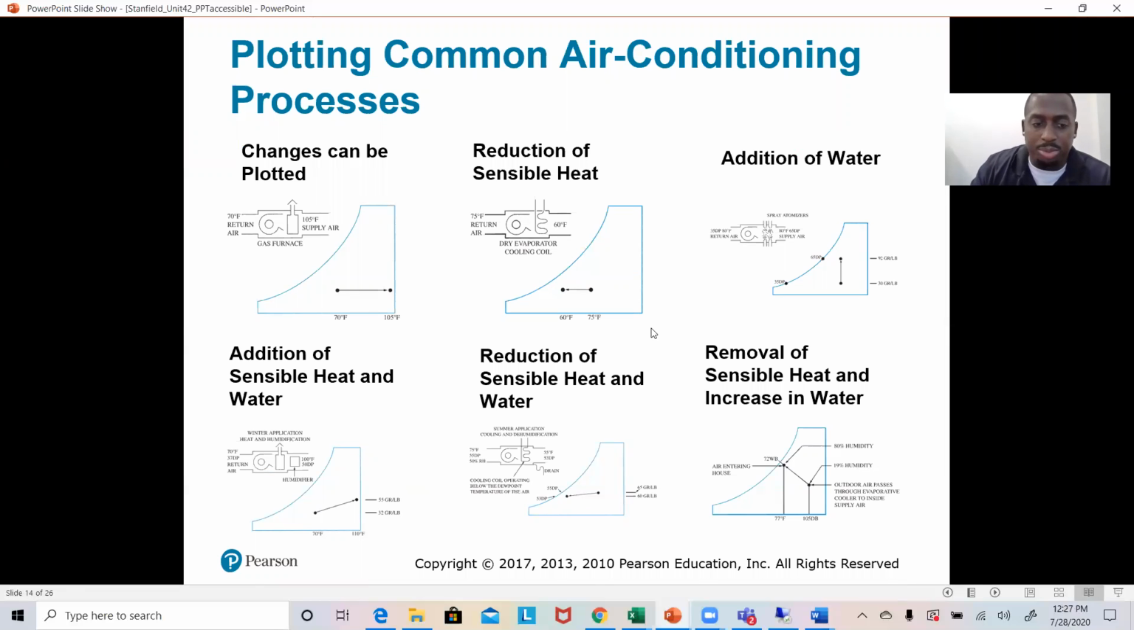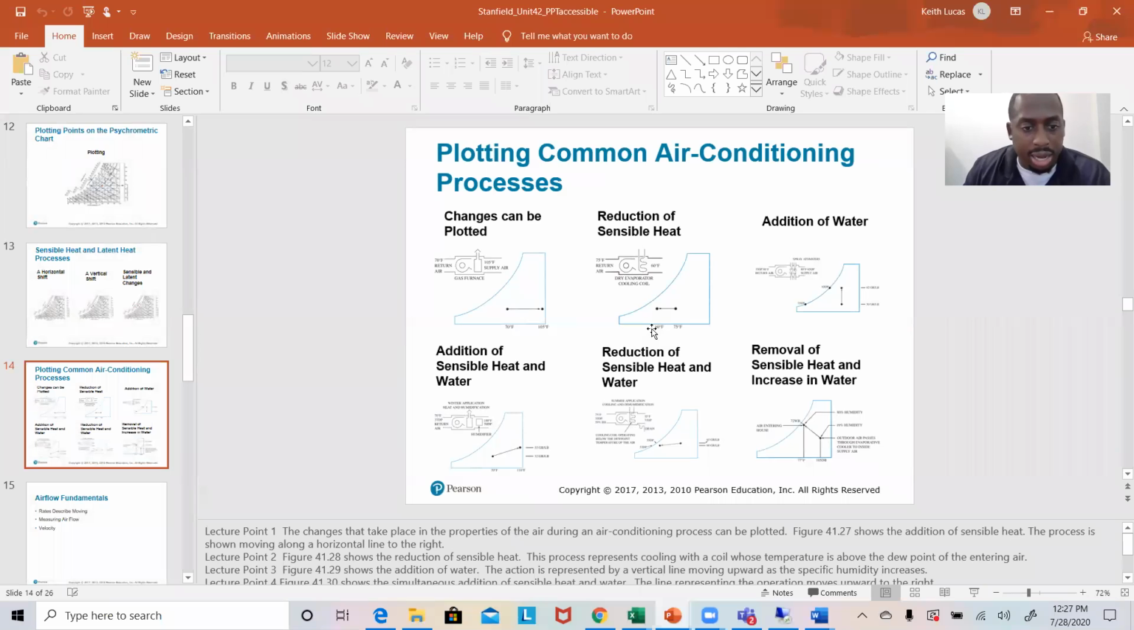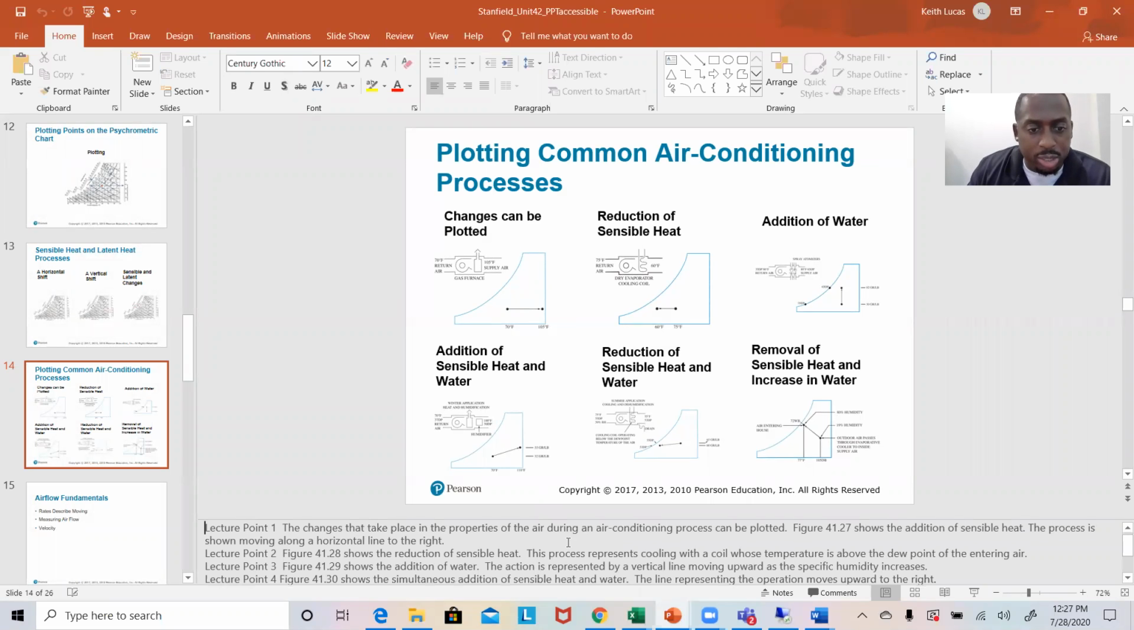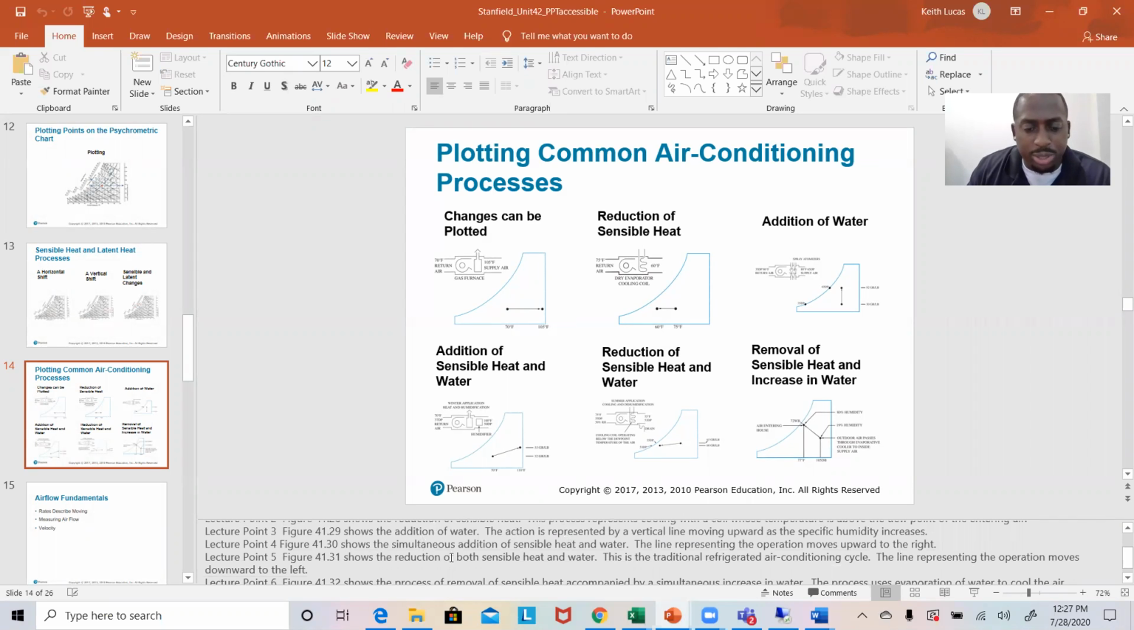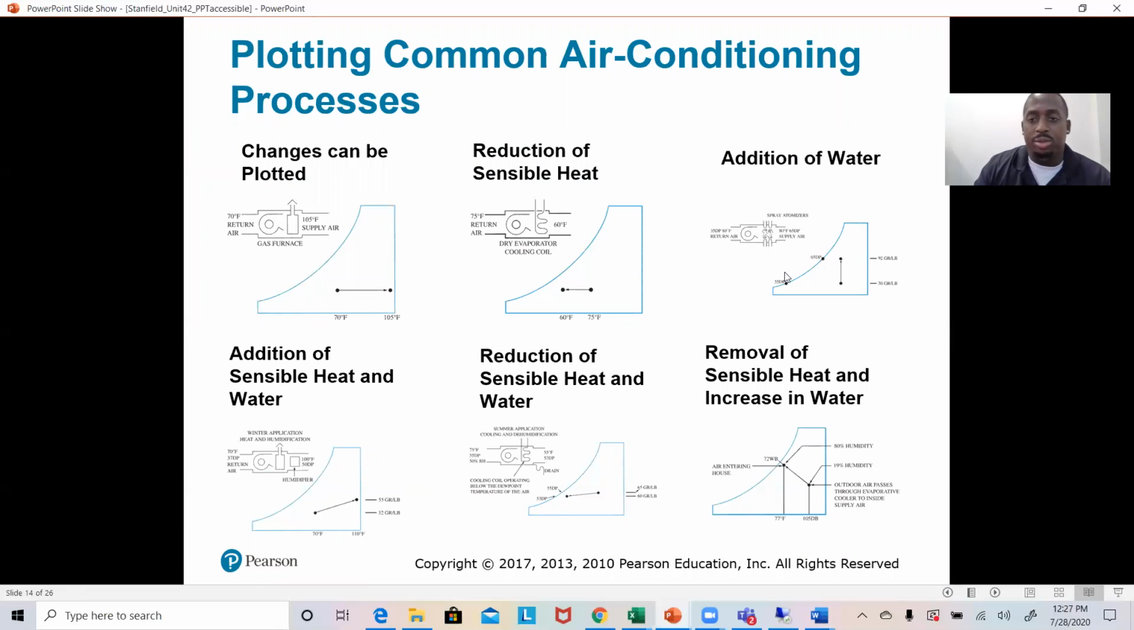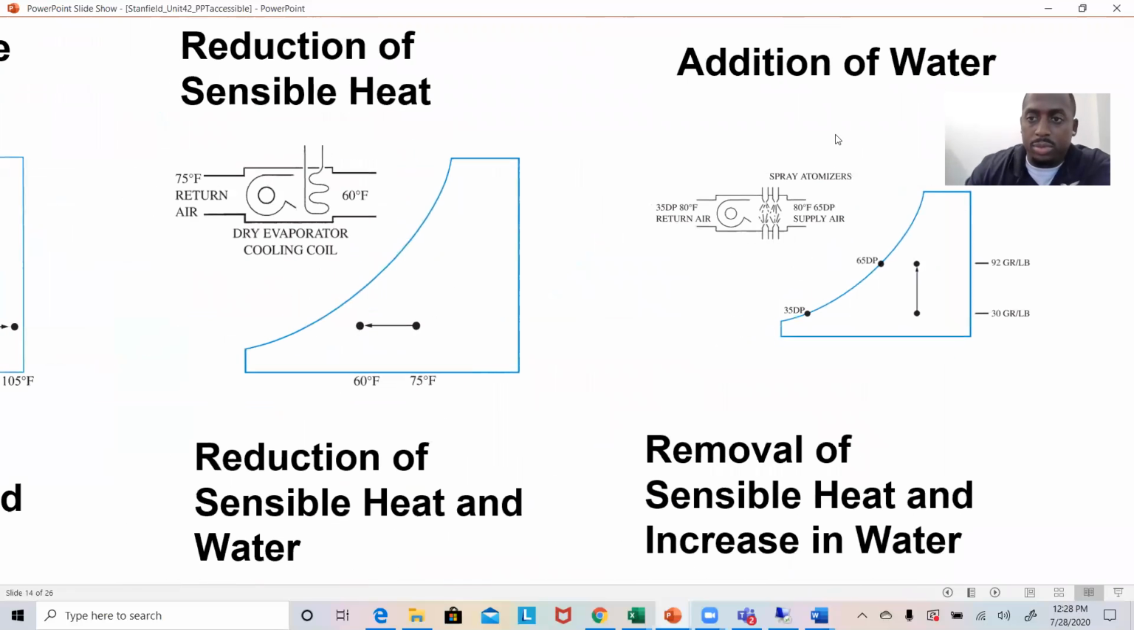So what's our next process? Figure 41.29 shows the addition of water. The action is represented by a vertical line moving upward as the specific humidity increases. So what would that mean? Somebody turned on the humidifier. So now over here we have a little illustration of the spray atomizer spraying water into the supply air.